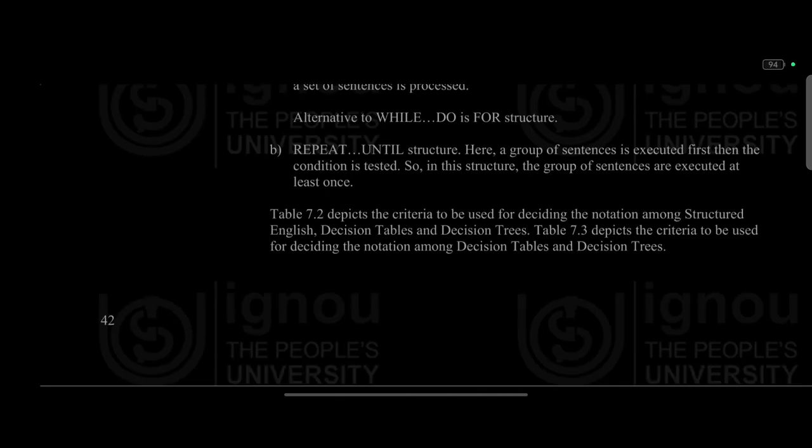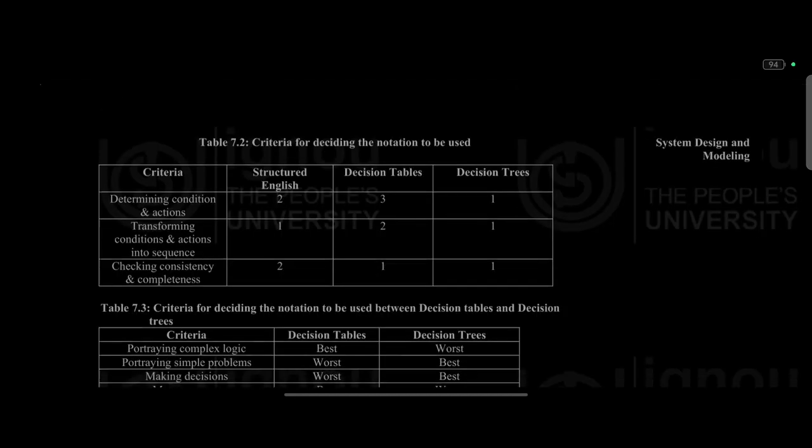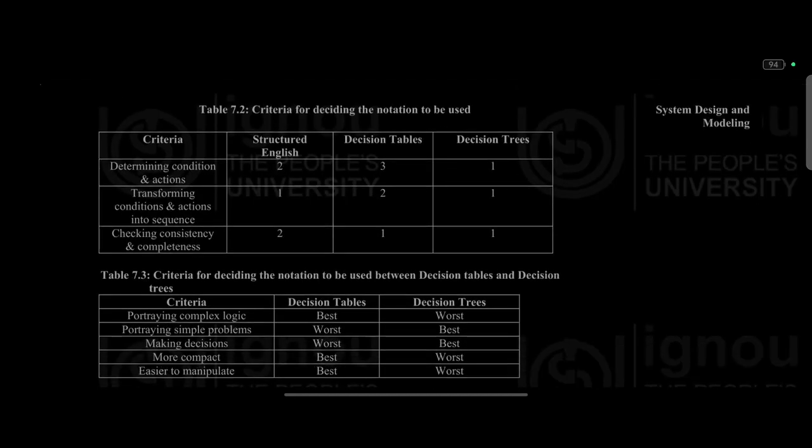Table 7.2 depicts the criteria to be used for deciding the notation among structured English, decision tables, and decision trees. Table 7.3 depicts the criteria to be used for deciding the notation among decision tables and decision trees. So here we can see the criteria for deciding the notation to be used.